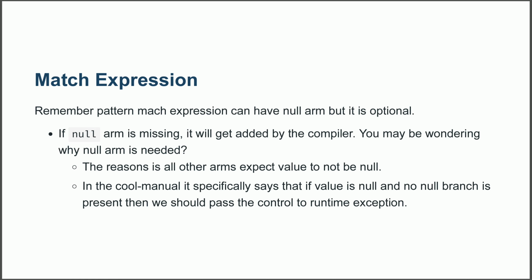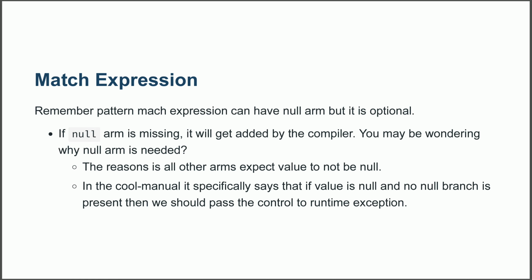When you go to the Cool manual, it talks in detail about type case and pattern matching and all this stuff. And one interesting thing when you go over there is null. When you go over the Cool manual, not the Cool tour, the actual Cool manual, the long version, you will see that the null arm of the type case or branch is optional. But what's happening is that if you don't have it and the expression is null, your code will jump to runtime exception.